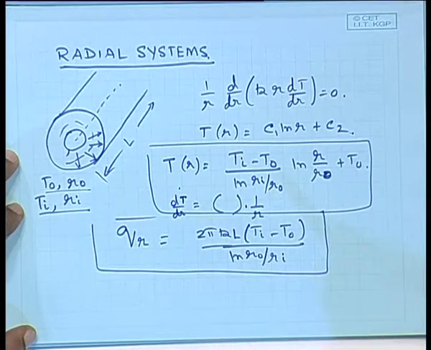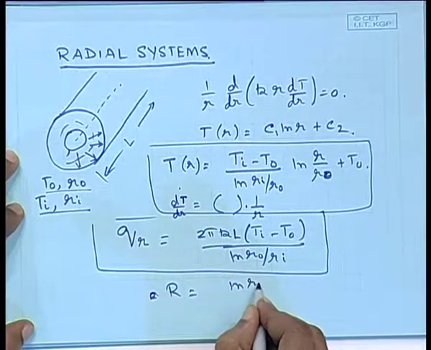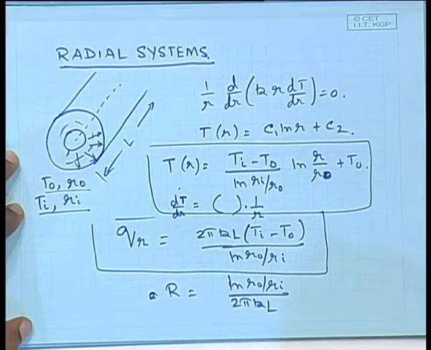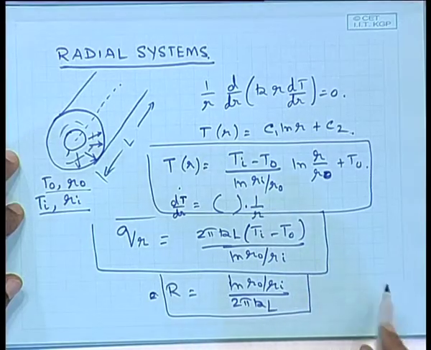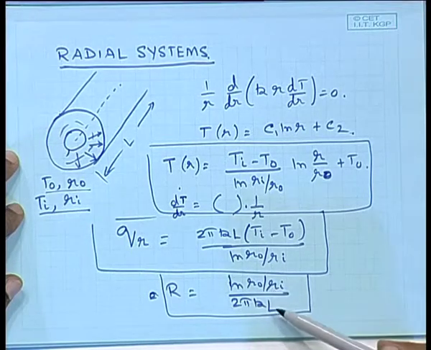So, what is conductive resistance for one dimensional conduction? Conductive resistance in cylindrical system. In planar system, you have found out it is going to be L by kA. So, in this case, the resistance is going to be ln(R0/Ri) divided by 2 pi k L. Okay, so that is going to be the resistance. So, resistance for cylindrical systems is simply going to be the logarithm, ln of R0 by Ri, divided by 2 pi k L.